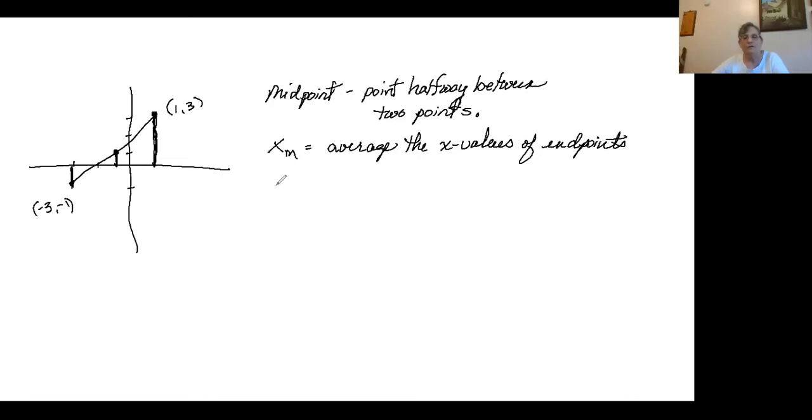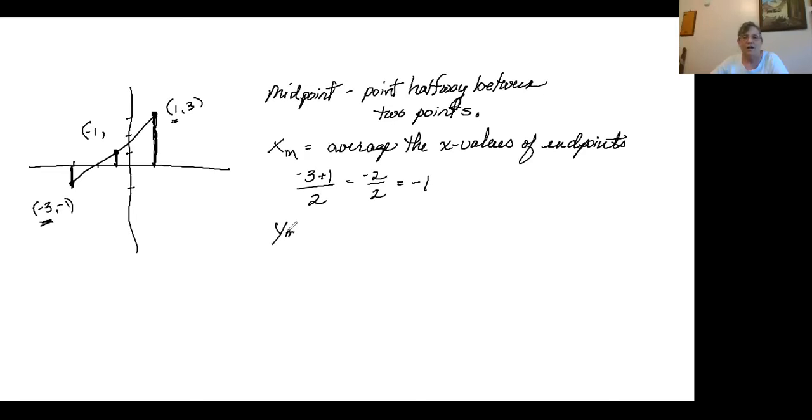And of course, to average 2 numbers, you add them together. So I'm going to add -3 and +1 and divide by 2 because there's 2 numbers. This is -2/2, which is -1. So it looks like the x value for this point is at -1.